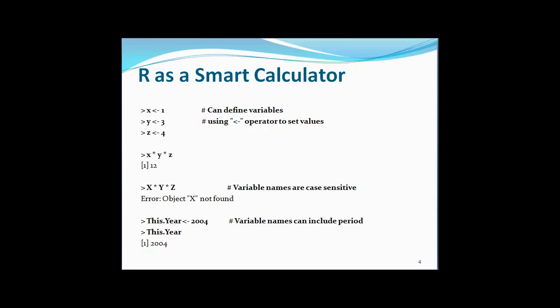Now how R works as a smart calculator. In this case, smart calculator means we can define variables in R, which we can't do in simple calculators. Suppose I want to define the value of variables x, y and z: x equal to 1, y equal to 3 and z equal to 4. For this in R I use this operator.